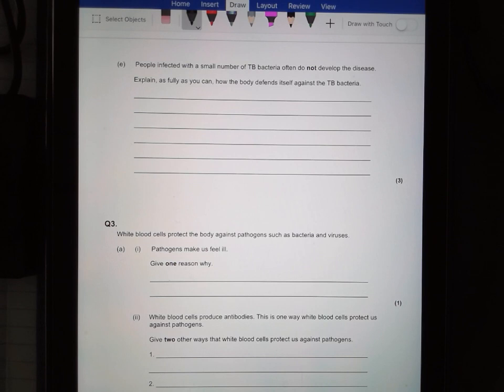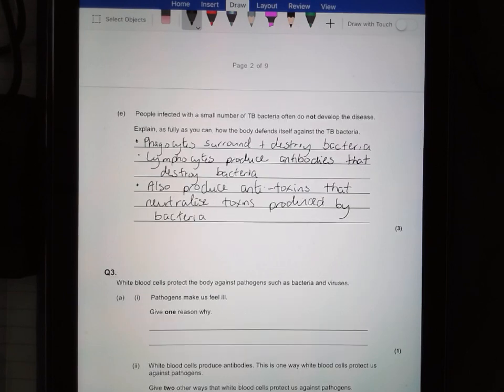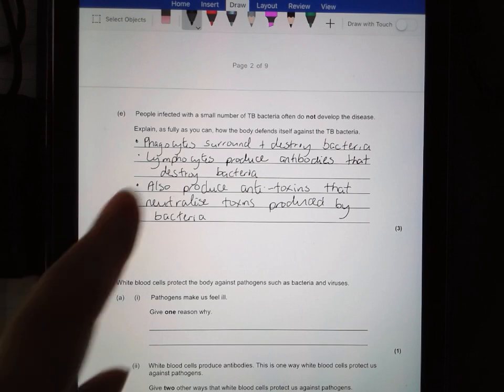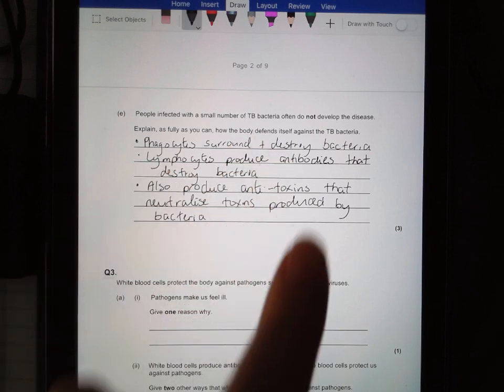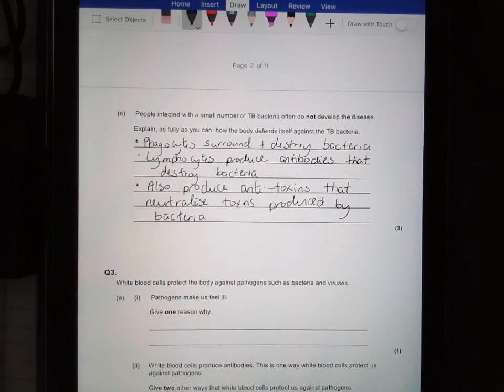How is the body going to protect itself against TB bacteria? So press pause, have a go, and then press play when you're ready for the answer. Okay, so I've written out the answer, and to be fair, there is one point that I forgot to mention in my last video. At this point, the bacteria are already inside your body. So you're not talking about the skin, you're not talking about mucus or ciliated cells. They're already inside your body. How is your body going to fight?